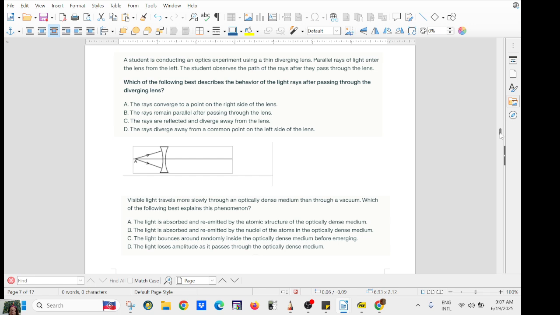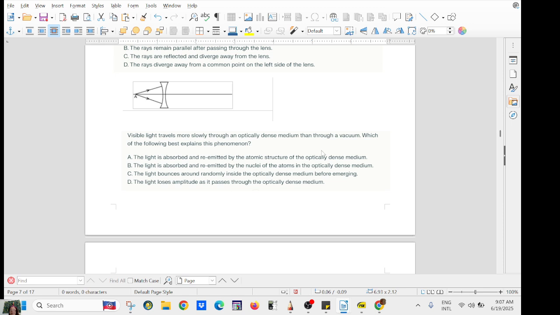Visible light. Okay, so how can we explain refraction? Light can be seen as a wave, depending on the frequency, but when it interacts with matter, it can behave like particles, like photons.